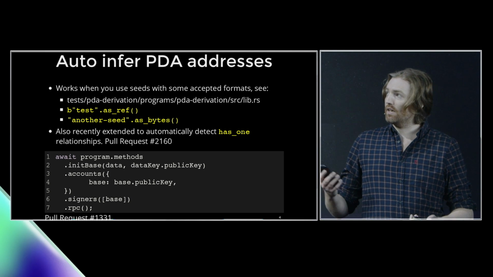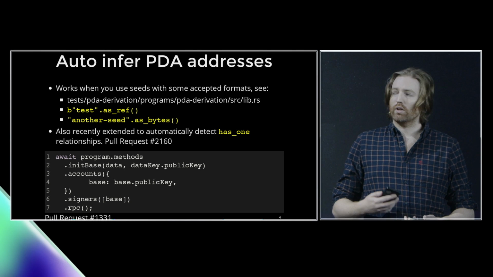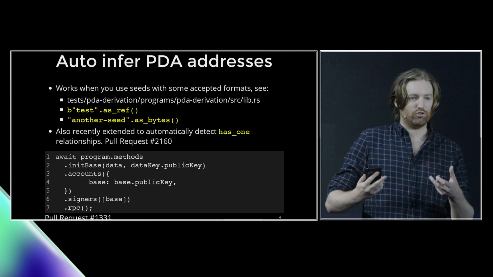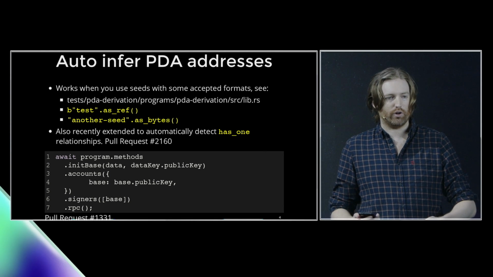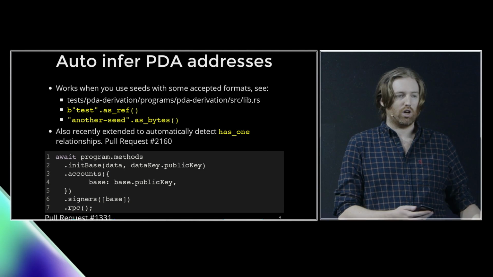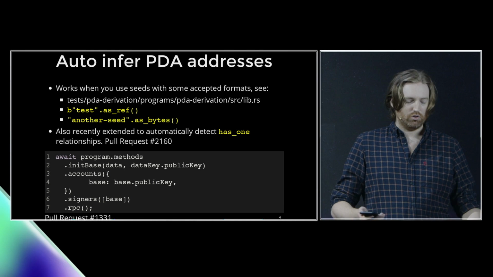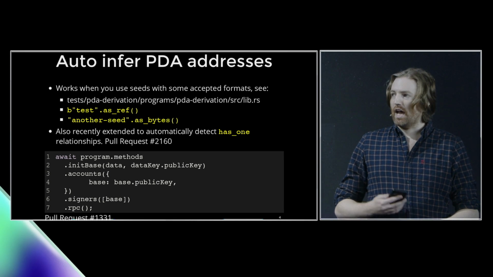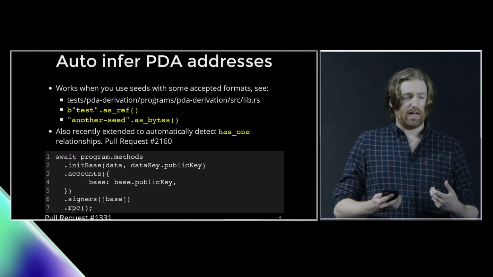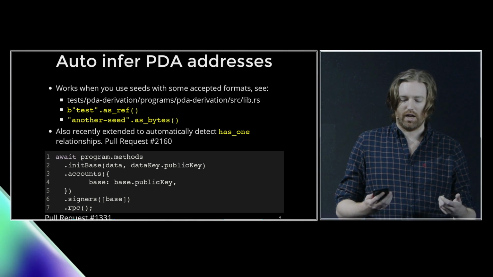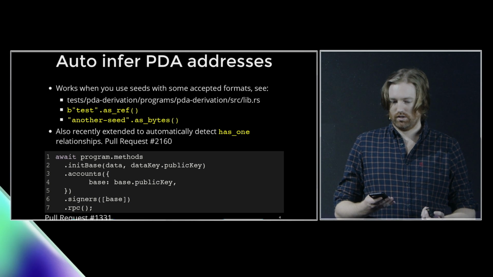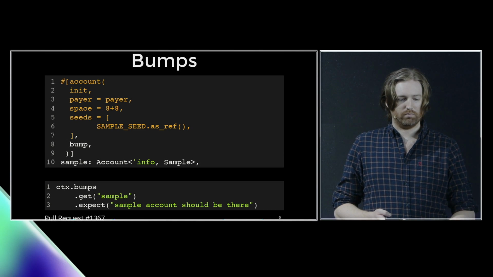And then recently, that's also been extended to include the has-one relationship. So if you've got a has-one relationship, like I have a certain account, it will auto-infer what that public key is, and you no longer have to worry about passing it in manually. So it just saves a lot of time and effort. And if you don't know how to activate this feature, it's a feature flag in the anchor.toml. So you just need to switch seeds equals true, and you should be able to get access to that. Cool. All right. Next one.